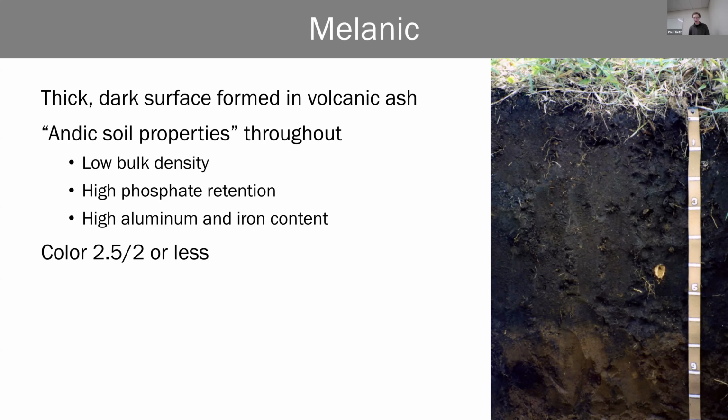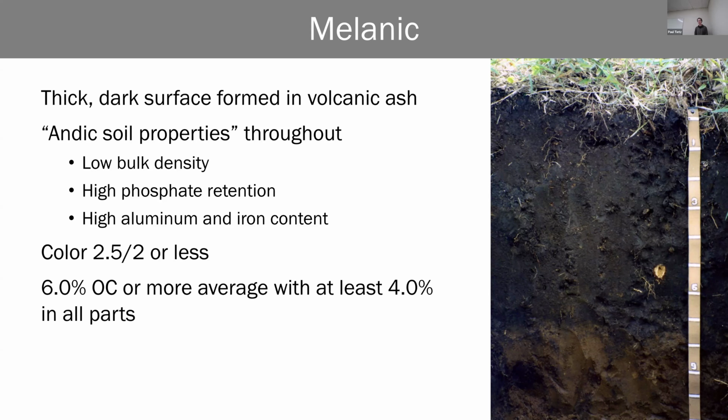It needs a dark color, even darker than the mollic epipedon does. 2.5, 2 or less for the value and the chroma. This is really black soil. Where the mollic epipedon needed 0.6% organic carbon or more, melanic epipedons need 6.0% organic carbon or more as an average, and at least 4% in all parts of the melanic epipedon. And then it needs 30 or more centimeters within a thickness of 40 centimeters.